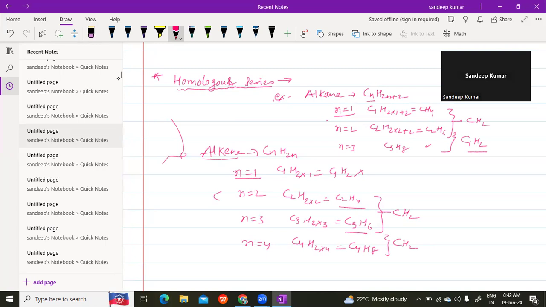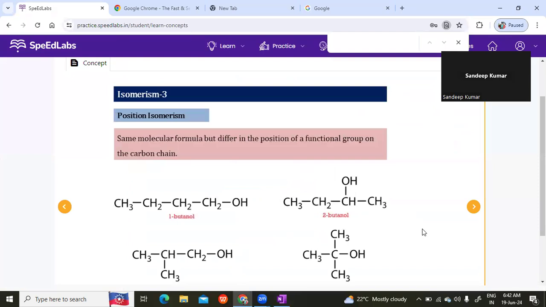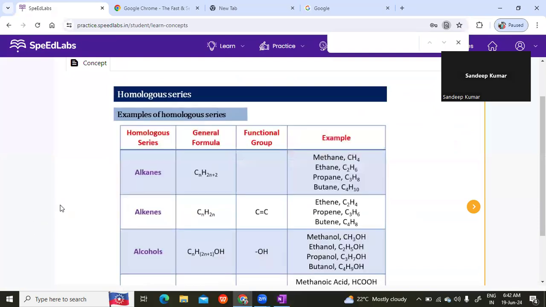So alkene is also a homologous series. What is a homologous series? It is a series of compounds having the same general formula, in which successive members differ by CH2. Now we'll see the properties and definitions of homologous series. Alkane is a homologous series, alkene as well.